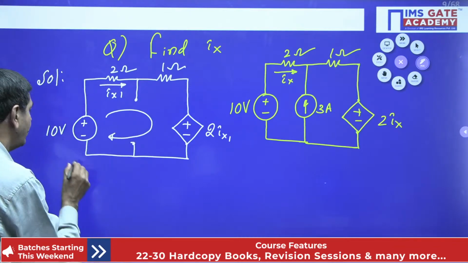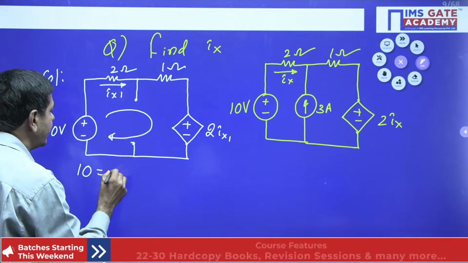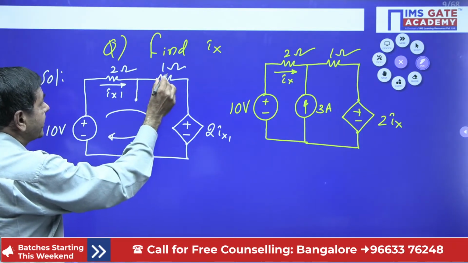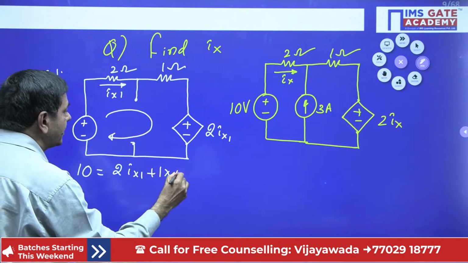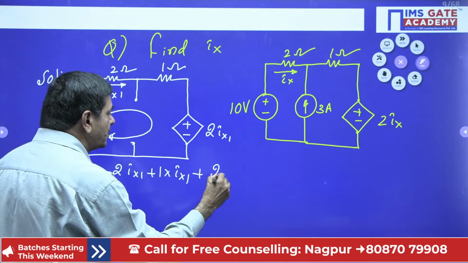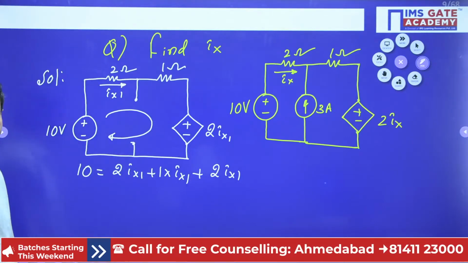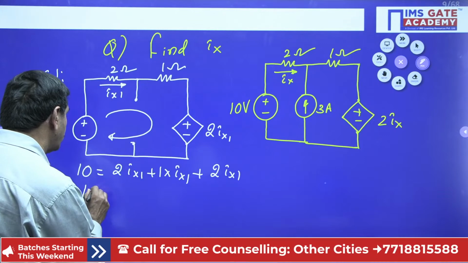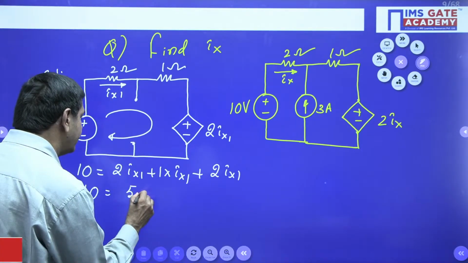I can write 10 volts equals the drop across this 2 into Ix1. What current is passing across 1 ohm? The same Ix1 will pass, so we can write 1 into Ix1 here also, plus 2 Ix1, that is 2 into Ix1. Yes, I applied the KVL. Now I wish to measure Ix1. So 10 equals 2 plus 1, 3, 3 plus 2, 5 Ix1.